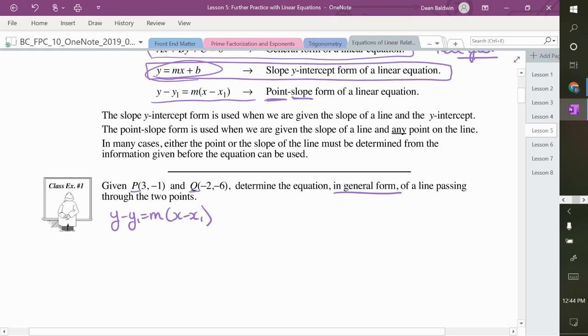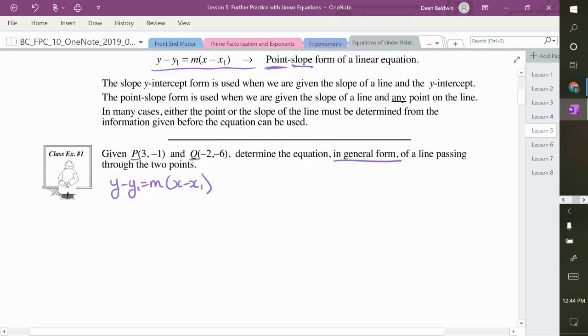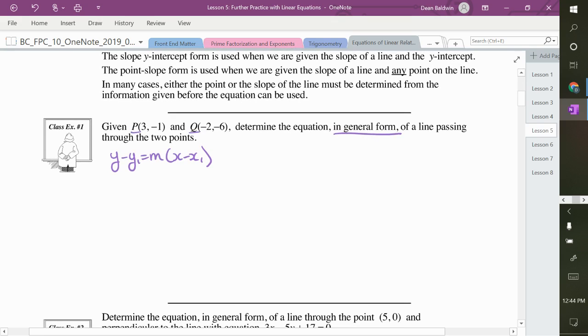Okay. What 2 pieces of information do I need to fill out this line? I need to know the slope and a point, right? x1, y1. All right. We have 2 points, so I can just pick one or the other. It does not matter. Which point do you want to use for our point? P or Q? Q? All right, we're using Q. So for our point, we're going to use Q, -2, -6. So that'll be our x1, y1.